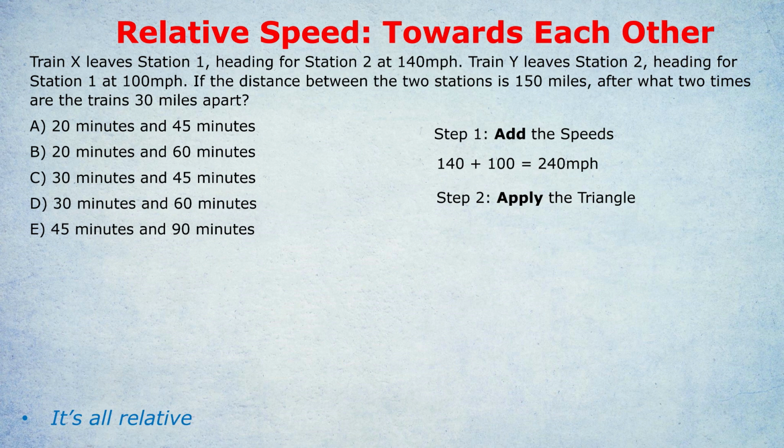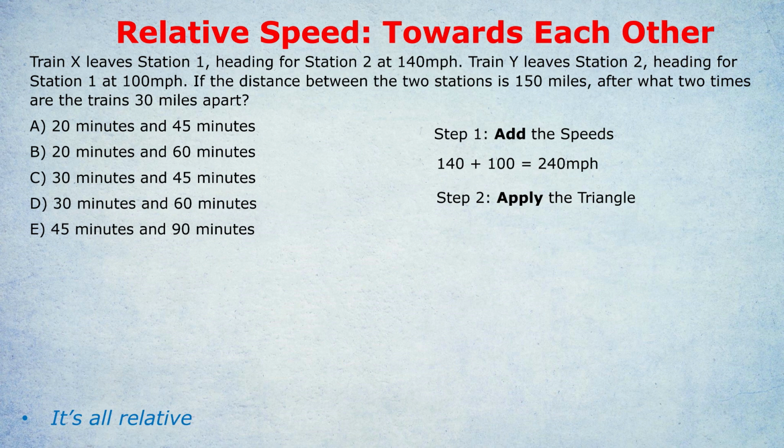Meaning the first time, they haven't quite yet caught up that 150 miles. They haven't crossed over. They're still 30 miles apart. So the first time that they're 30 miles apart is the time where they haven't quite covered that 150 mile distance between them. So how much distance have they covered? If the total is 150 and they still have got 30 miles left to cover, 120. So they will have combined covered 120 miles.